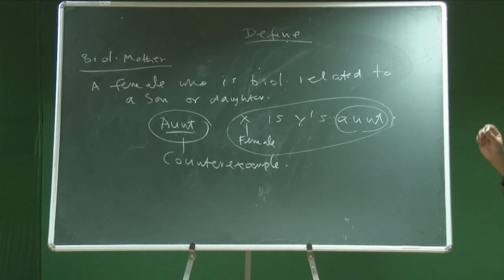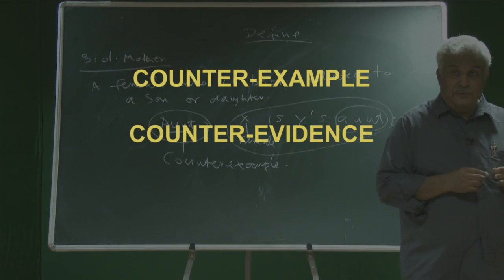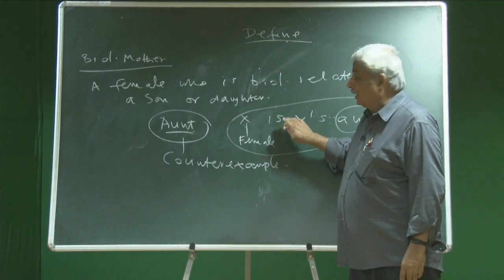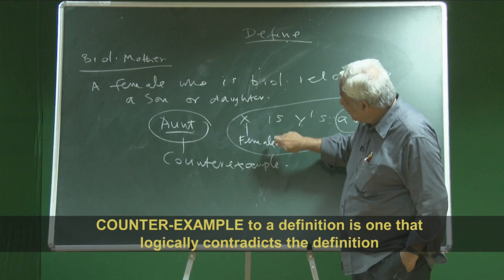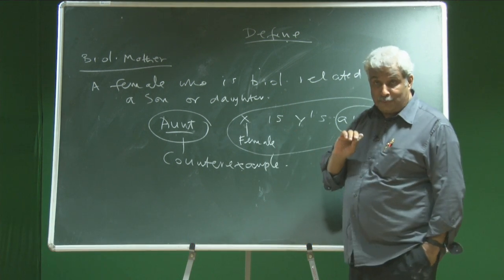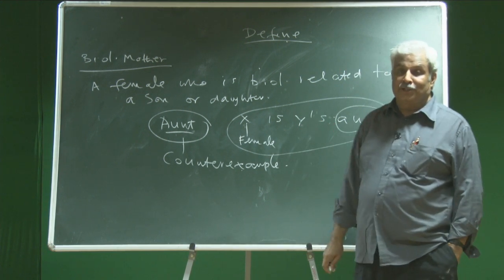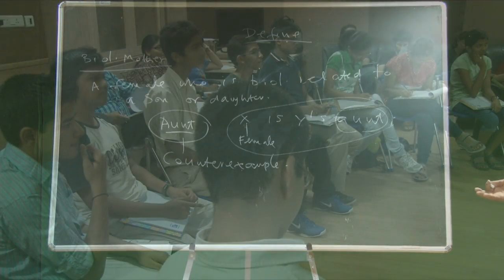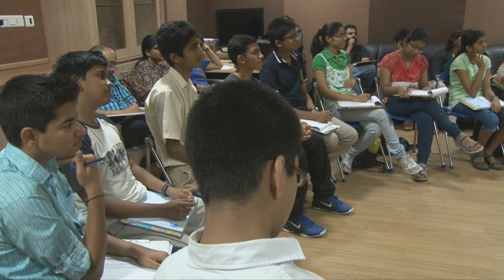So we are going to use words like counterexample and counter-evidence in a process of inquiry, also in learning inquiry. A counterexample is an example that logically contradicts your definition. When you have a counterexample, you have two options. Either say aunthood is not a biological relationship. That is possible, but then somebody will ask why it is not a biological relationship. But you have that escape. If you don't want to say that, then you have to change your definition.